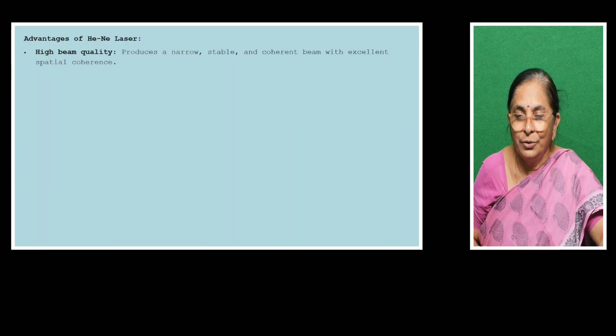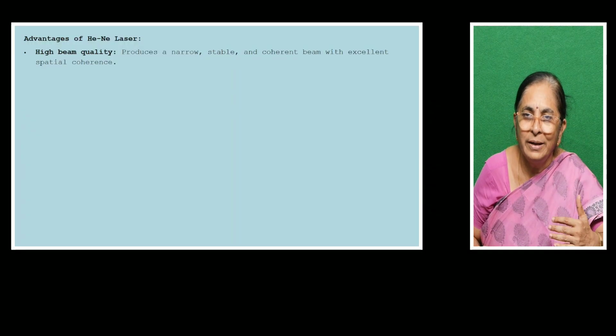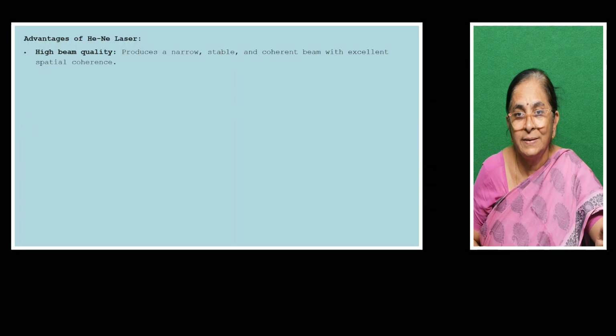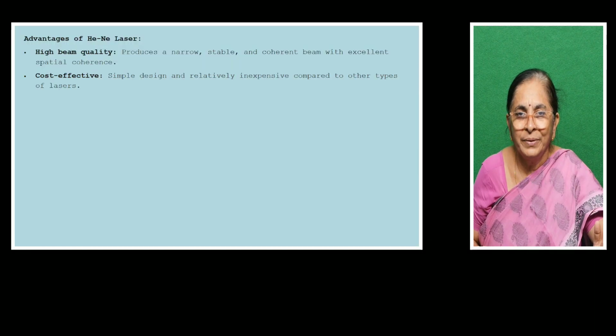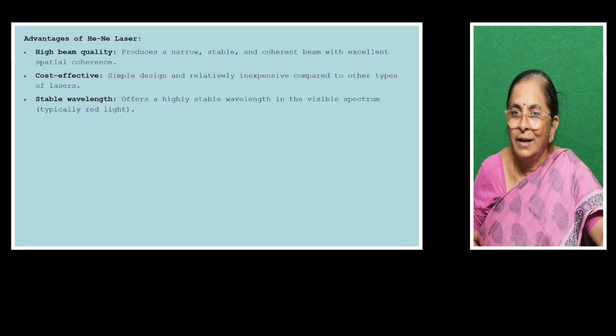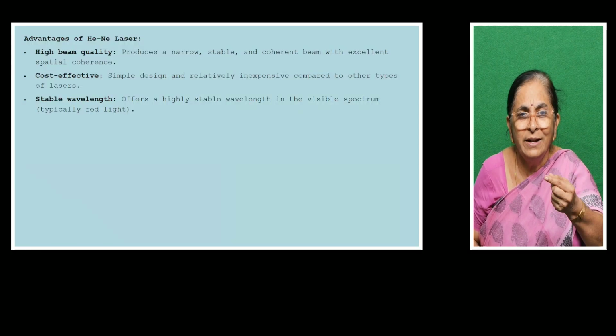And it will have a good phase, as I already told: the same wavelength, same frequency, and all the photons will be in the same phase. So it has very high quality and is cost effective, cheaper, because helium is the second most abundant element, and neon also, both of them are highly stable. So designing a helium neon laser is very cost effective, very inexpensive. And the light coming out of the helium neon laser will have a very stable, single wavelength.